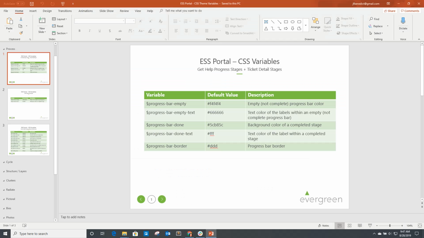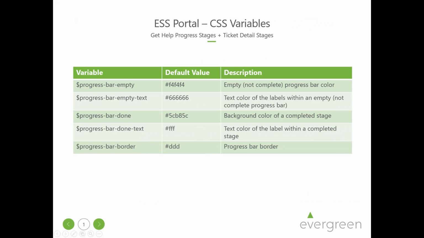So the first area is on the Get Help page. We've added some new CSS variables that you can define in the theme to control how the progress bar appears. The ones that reference empty are really the not completed stage. So there's two properties there, one for the background color, one for the text color, and the same for whether a stage has been completed. And then lastly, there's a border that separates the different progress stages. That's also another property there.